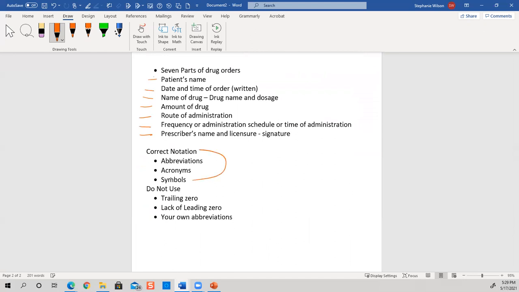This is very important, guys. Don't make up your own. Don't just write your own abbreviations. I know that nowadays most people text and use shorthand and their own little abbreviations. You cannot do that here.